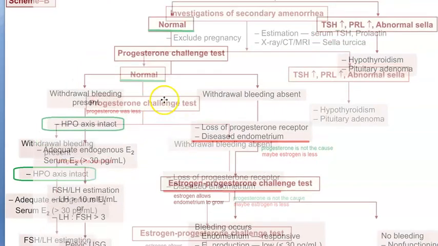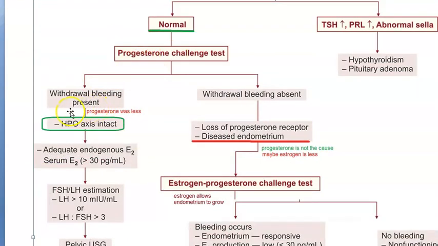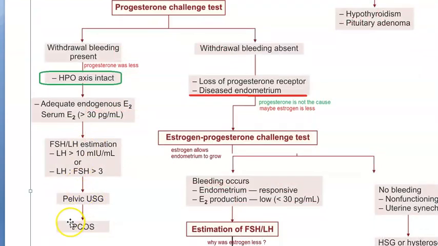Normally, they'll give a progesterone challenge test. Okay, so they will give progesterone, and then once the progesterone is withdrawn, the person will bleed. So that means to say everything is fine, right? That means it could probably be a PCOS case. This person is not ovulating. That's what it means. Okay.